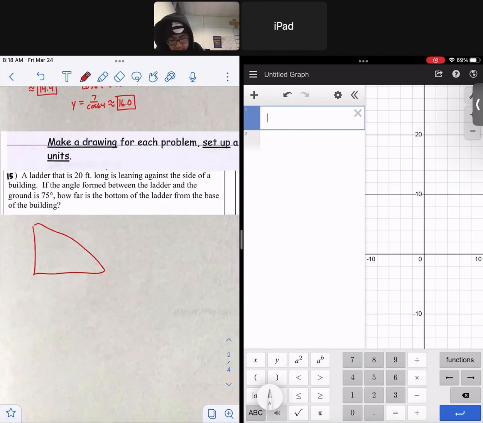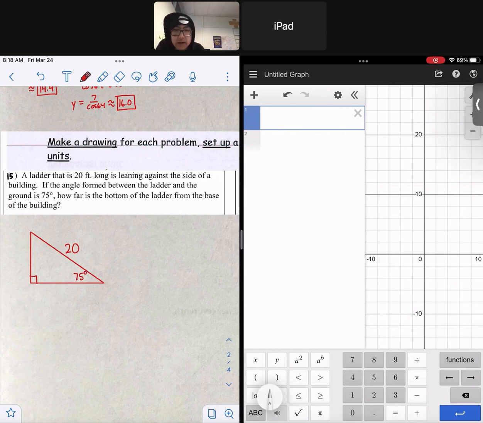So, we have this. Always a good idea, you guys, to draw your nice right triangle. So, if the ladder is 20 feet long, you guys, and it's leaning against the side of a building, well, here's the ladder, and this is your guys' building. If the angle formed between the ladder and the ground is 75 degrees, so that's this angle, between the ladder and the ground, how far is the bottom of the ladder from the base of the building?